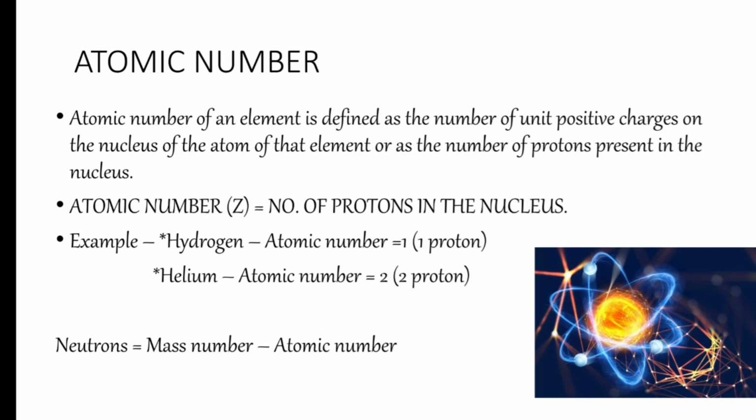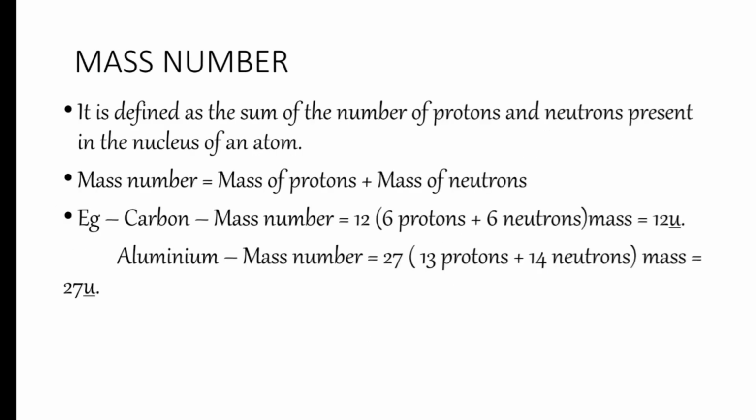How to find out the neutrons? That is mass number minus atomic number. Mass number is defined as the sum of the number of protons and neutrons present in the nucleus of an atom. Mass number is number of protons plus number of neutrons. Like carbon, the mass number is 12, so 6 protons and 6 neutrons make 12 u. Aluminium mass number 27, 13 protons, 14 neutrons, mass 27 u.